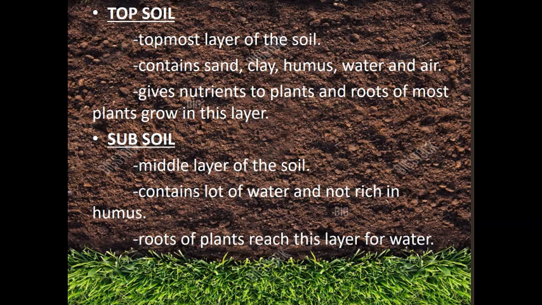The topmost layer of the soil is topsoil. It contains sand, clay, humus, water and air. I have already told you before that humus is made up of dead plants and animals which are acted upon by bacteria and fungi. So this layer gives nutrients for the plants and roots of the plants grow in this layer. The next layer is subsoil.